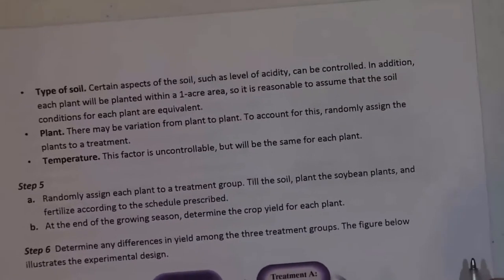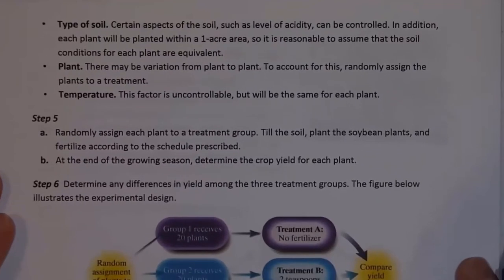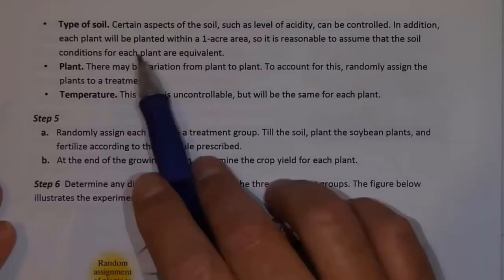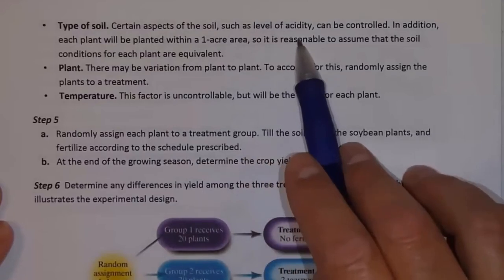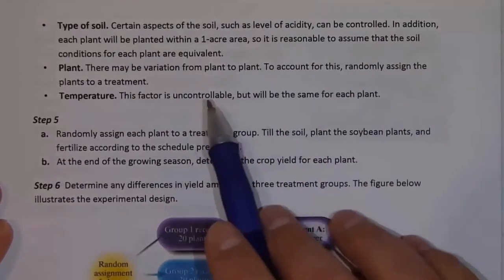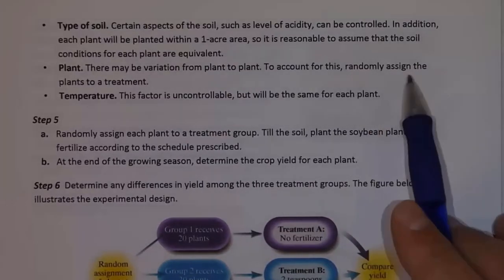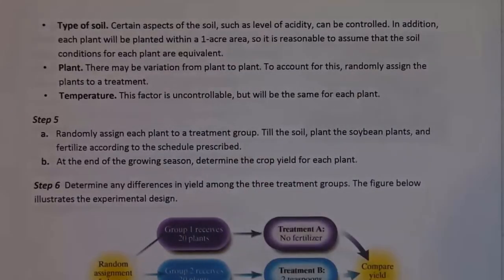The type of soil. Again, we can control that by planting all of the plants in the same type of soil, which would be in the same kind of field. So again, certain aspects of the soil, such as level of acidity, can be controlled. In addition, each plant will be planted within a 1 acre area, so it's reasonable to assume that the soil conditions for each plant are equivalent. So we're not going to be planting one set of plants in one soil type and another set of plants in a different soil type. We're going to have them in the same kind of soil, in the same field.